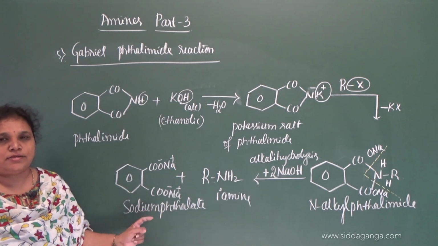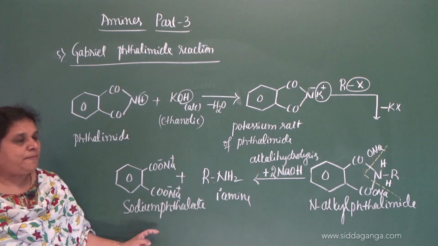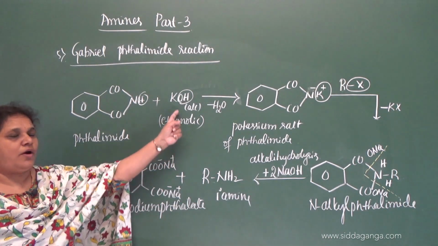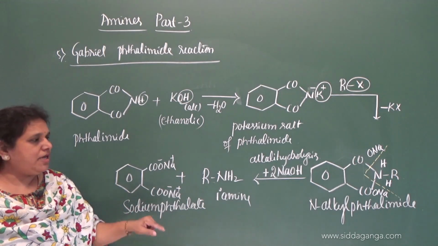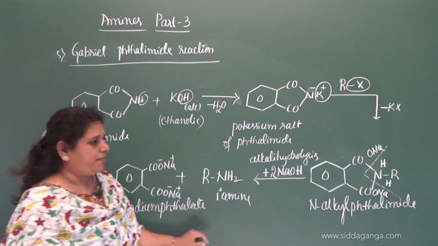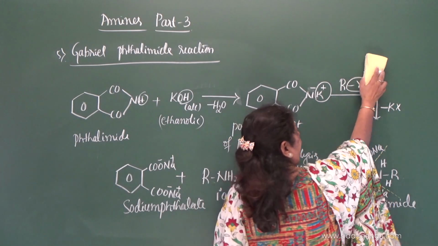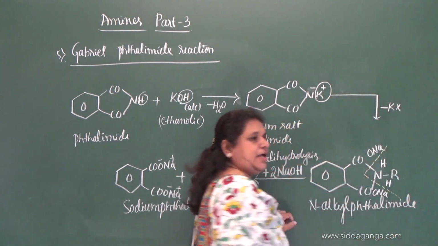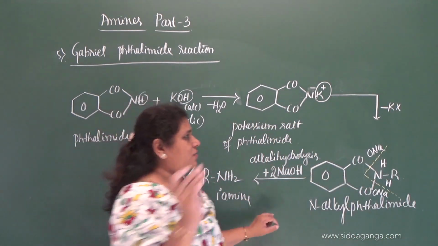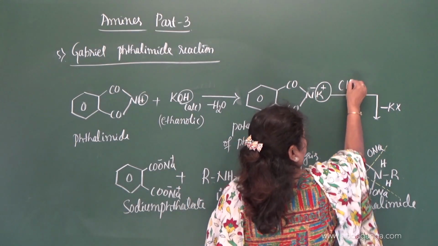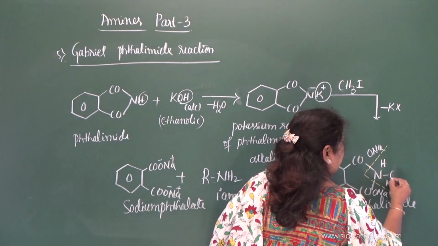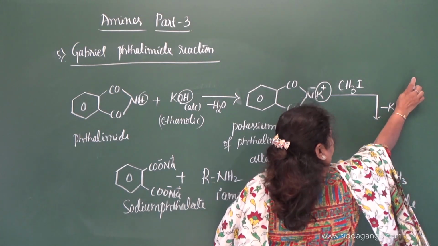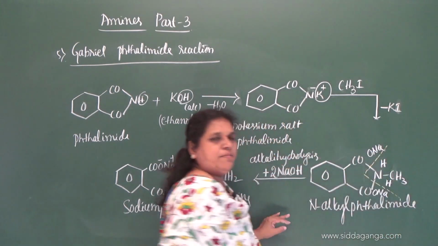The general reaction is also very important here. Here we are using an alcoholic solution of KOH. Now how to prepare methylamine? To prepare methylamine, you have to take methyl halide, and the most reactive methyl halide is methyl iodide. So if you replace this by methyl iodide, you'll get potassium iodide as a byproduct.